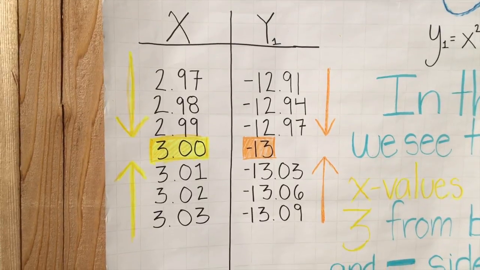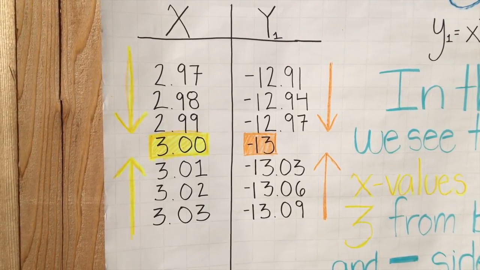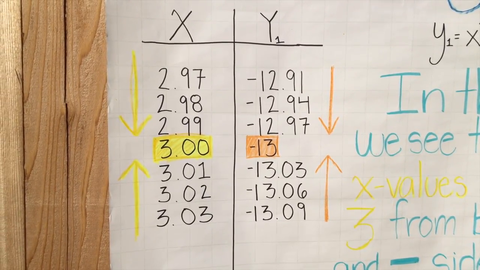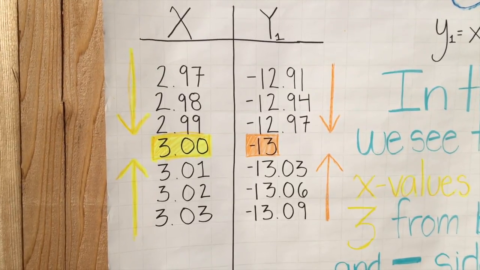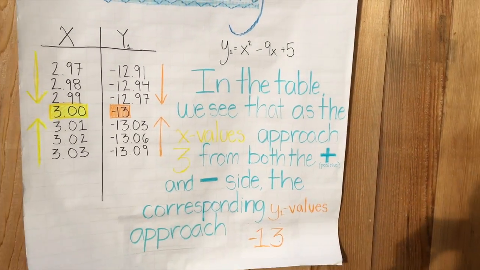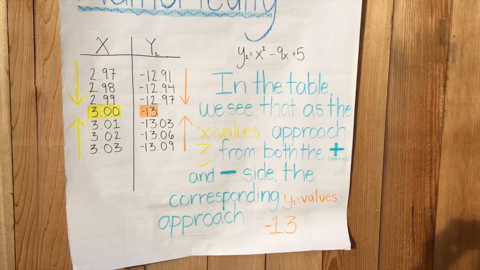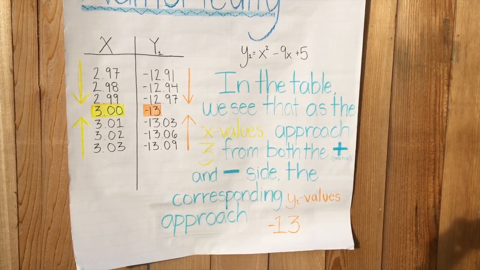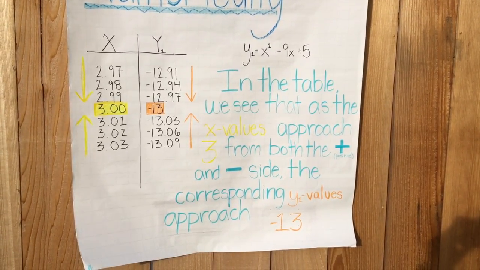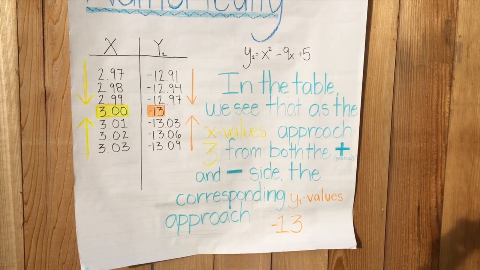With the table of knowledge, we can see that as x approaches 3 from both sides, the corresponding y values of y1 approach negative 13. Therefore, in the table we see that as the x values approach 3 from both the positive and negative side, the corresponding y1 values approach negative 13. I think I can do this next one.